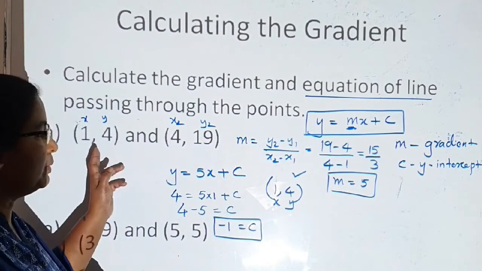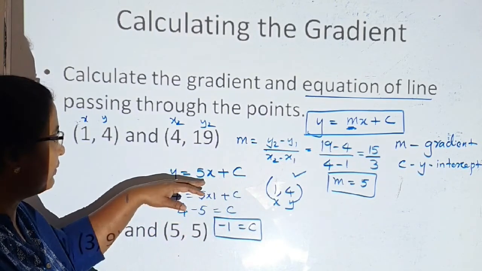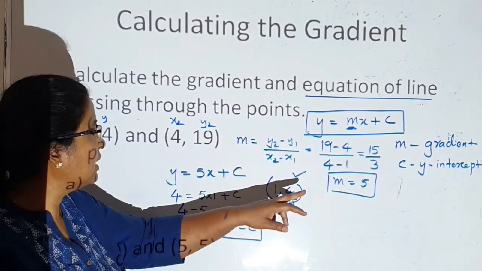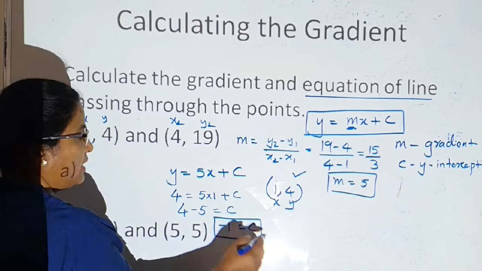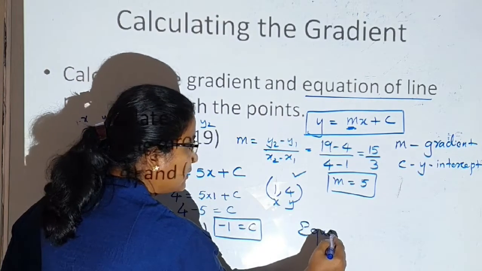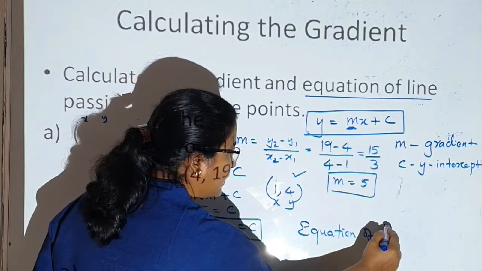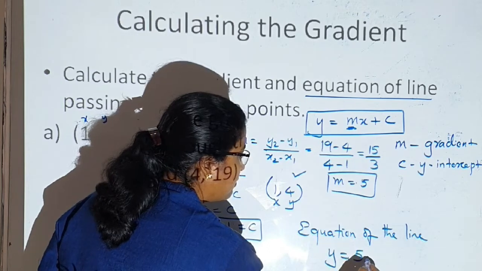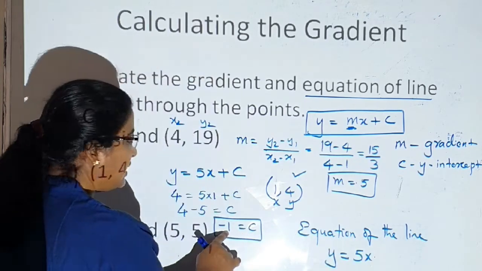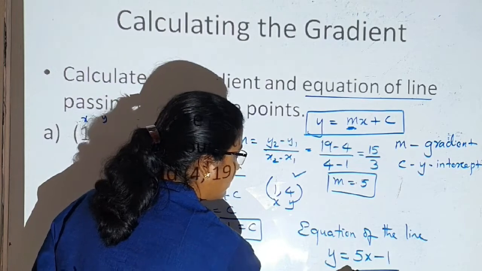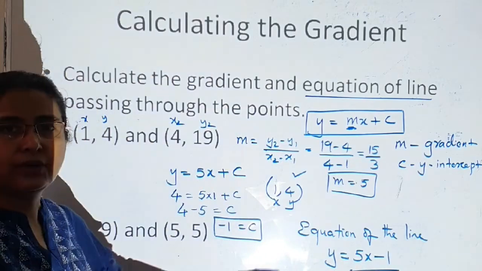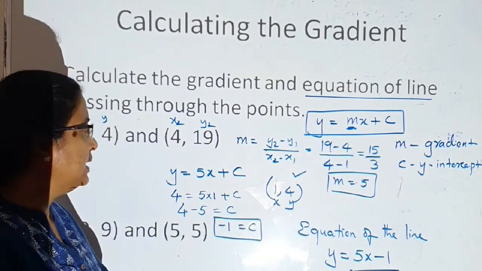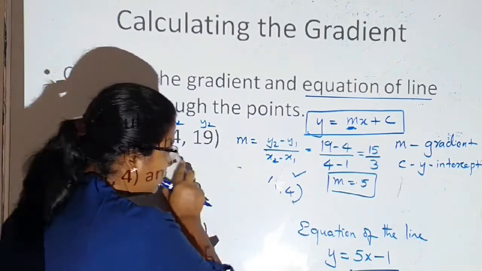So what I did, I picked one point, the first point, substituted in the equation, and found the value of c. Now replace the value of c in this equation. So the equation of the line is y equal to 5x plus negative 1. So we can write plus minus becomes minus, 5x minus 1. That's the way to find the equation of any straight line. This is very important. Once again, I will explain one more question.